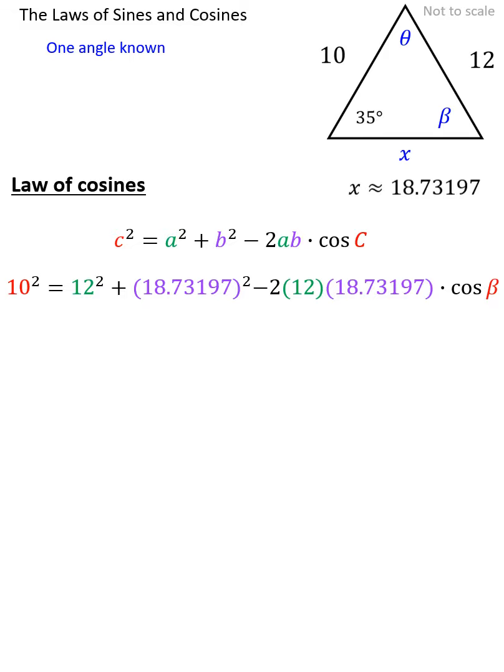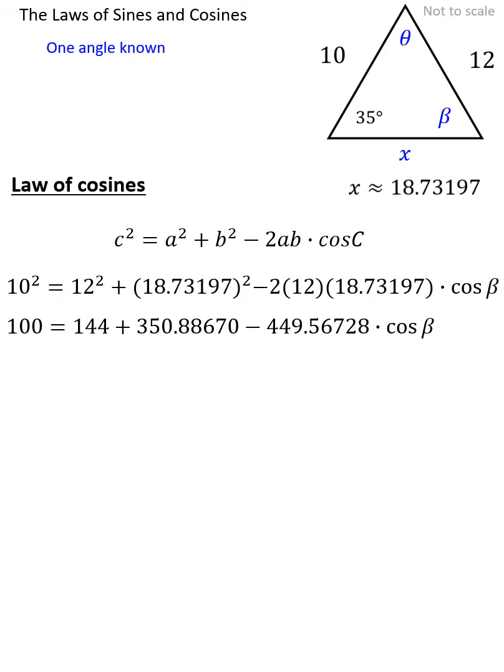Look at the diagram. Angle beta and side length 10 oppose each other. So that's the format needed for the law of sines and cosines. Now I'm going to go about the business of solving this equation for beta. So I can square the 10, square the 12, square the 18.7, and do some other multiplication there as well.